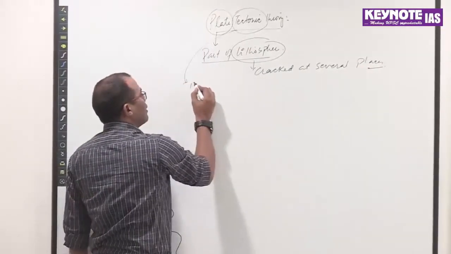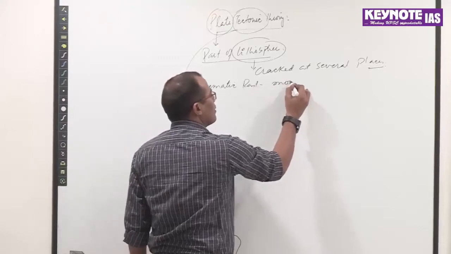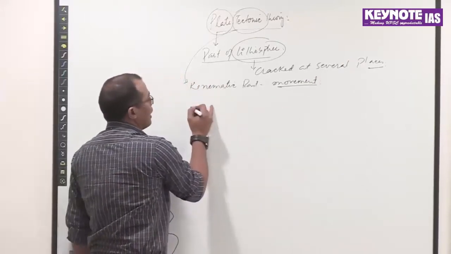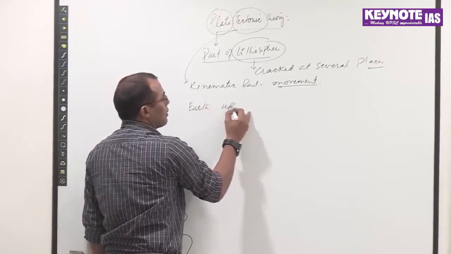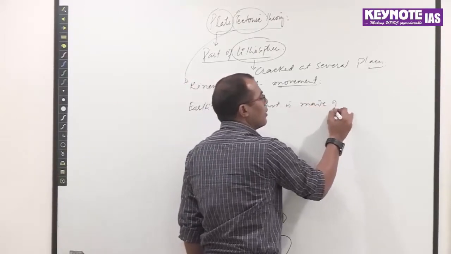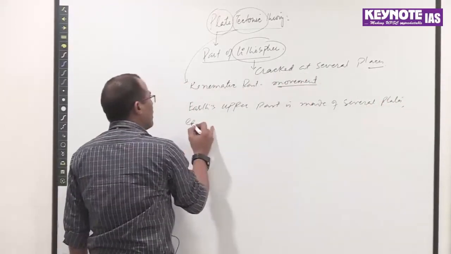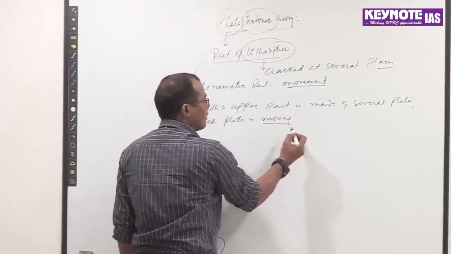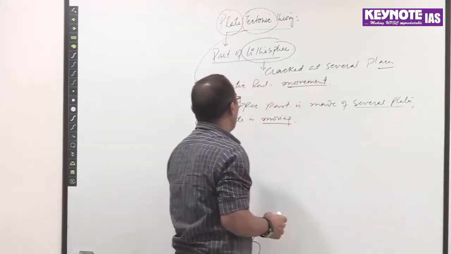Tectonic is basically the kinematic part of it. That is movement. That means, as per the theory of plate tectonics, Earth's upper part is made up of several plates, and each plate is moving, right? Several plates, and each plate is moving.